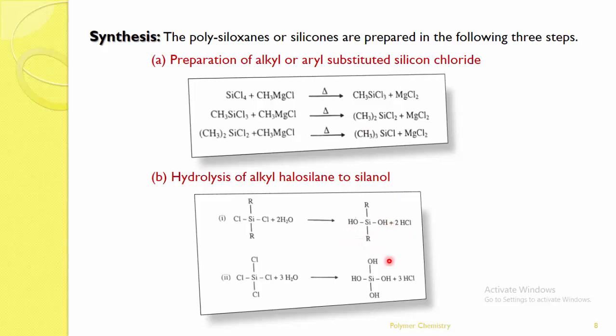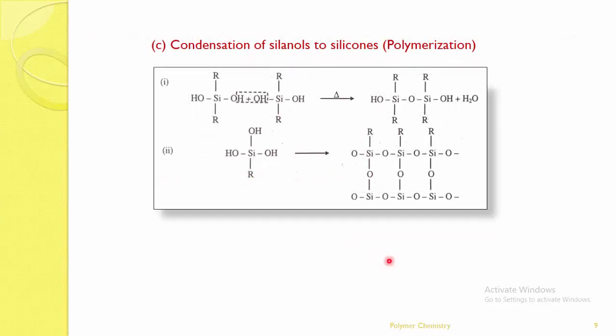Further, these silanols undergo condensation polymerization, which is the important step. They are polymerized by condensation of silanols to silicones, with the removal of water molecules, forming the strong Si-O-Si bond, which forms commercial polymers, the silicones. Likewise, silicon polymers can be formed.